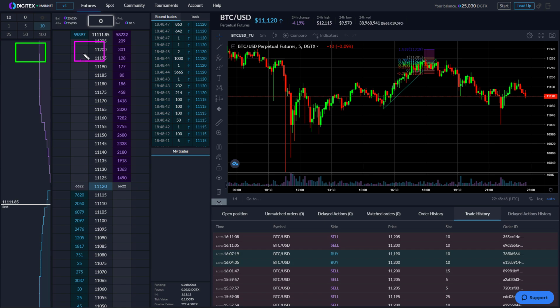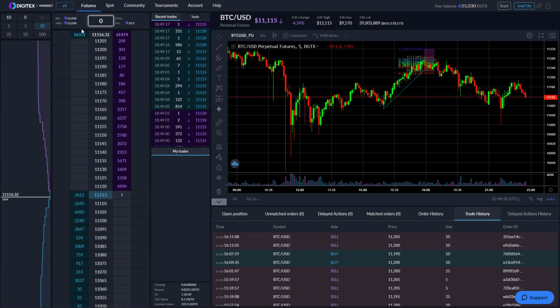Well, there's a reason why all of the professional futures traders around the world, regardless of the market, use what's called the ladder here, or the DOM, whatever you want to call it. This has a slightly different implementation in Digitex versus other markets, but still it's the same thing.